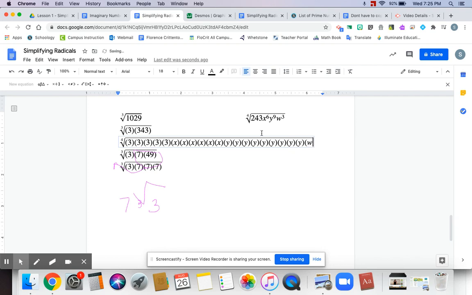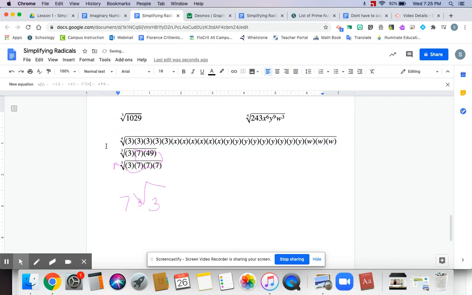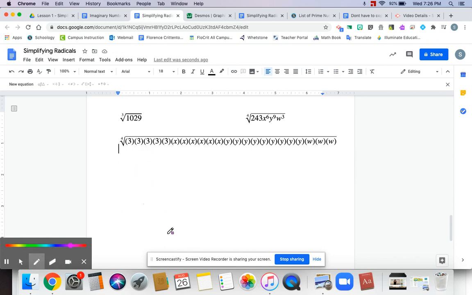W to the power of 3 means I have 3 w's. Erase the work on the other one so it's not confusing. All right, so I have entirely split this apart. So now, because it's a 4th root, it means it needs to be under there 4 times in order for us to bring it out.